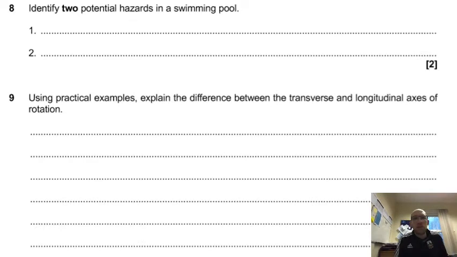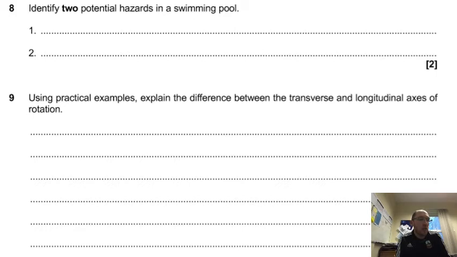Number 8, identify 2 potential hazards in a swimming pool. So the examiner's report: many candidates correctly identified a slippery wet surface, the depth of the water in the pool, the water quality, too much chlorine, or the action of other swimmers as potential hazards. Some candidates incorrectly identified risks such as drowning rather than the hazard. A hazard is the cause of the issue, whereas a risk is the potential consequence.